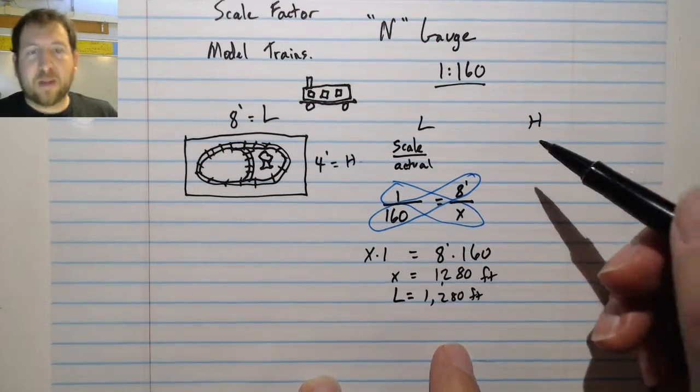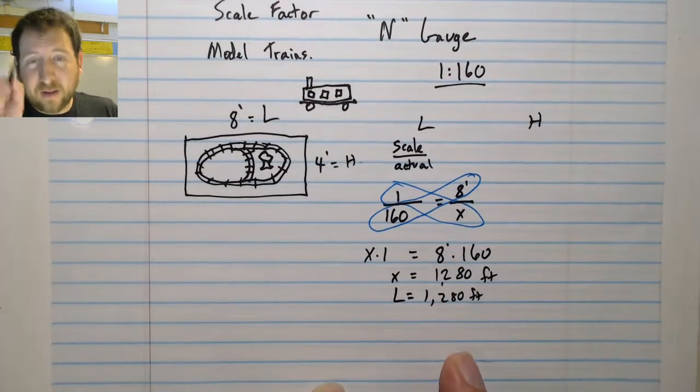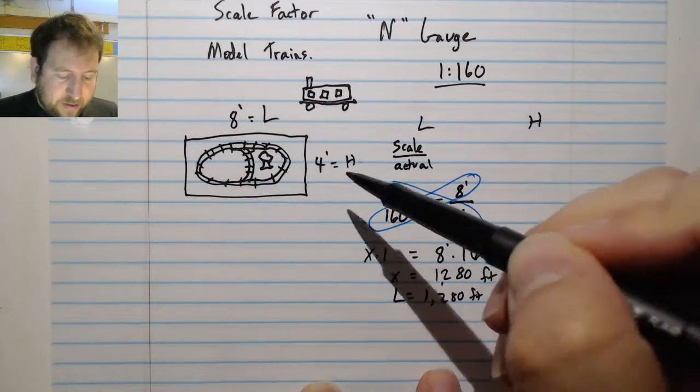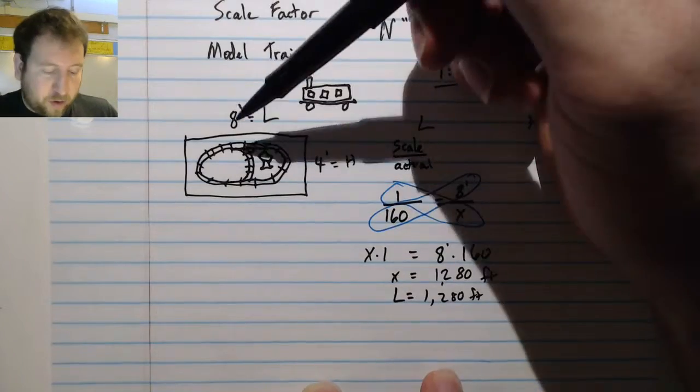I'm going to do the same thing for my height. Now I could see a little trick here. I know that 4 and 8, they're proportionate to each other.